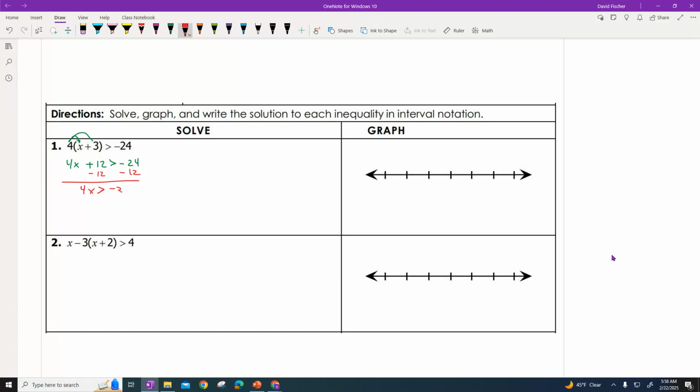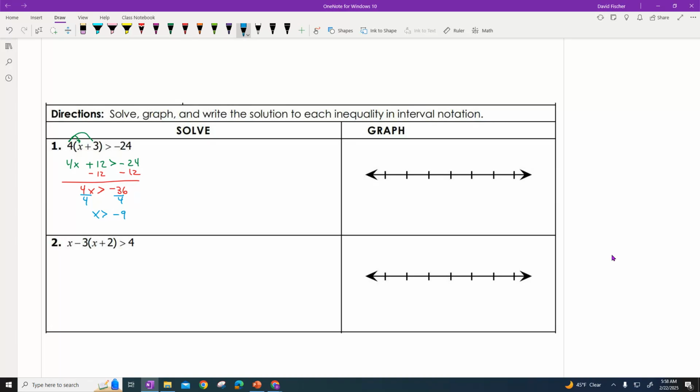And what's that going to be? Minus 36, I believe. Last step, divide by 4, but I'm going to keep focused. I divided by a positive, so I'm not going to flip that sign. And negative 36 divided by 4 is a negative 9.